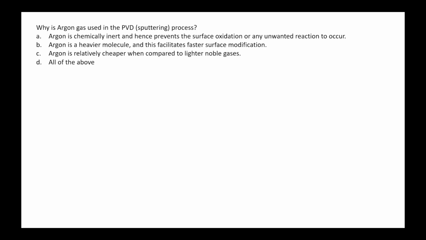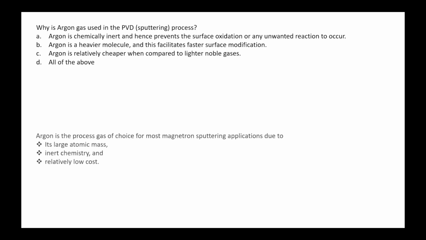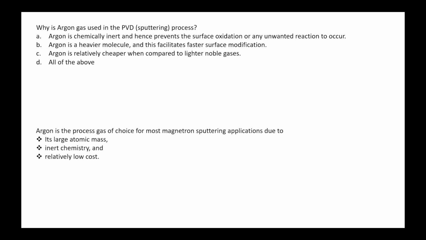Argon is a heavier molecule, and this facilitates faster surface modification. The molecular weight of argon is higher than other gases, so it gives direction to the deposition, and more particles will be deposited on the surface. Argon is relatively cheaper compared to the light noble gases. Nitrogen can also be a source, but compared to nitrogen, argon has a higher molecular weight, so the deposition rate will be faster. So argon has a large atomic mass, inert chemistry, and relatively low cost. That's why we use it.